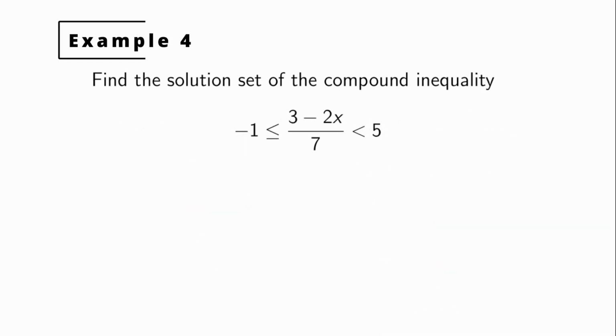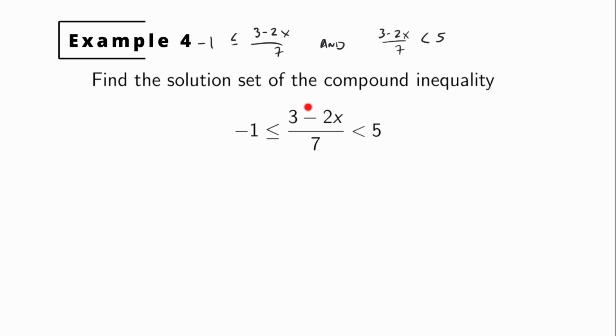And here's our final example. So we want to find the solution set to this compound inequality. Negative 1 is less than or equal to 3 minus 2x over 7, which is less than 5. And so really, when it's written like this, it is actually the compound inequality: negative 1 is less than or equal to 3 minus 2x over 7, and 3 minus 2x over 7 is less than 5. But the nice advantage of having it written like this instead of like this is that we can actually solve both of the inequalities simultaneously, more or less.